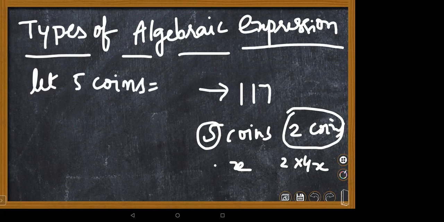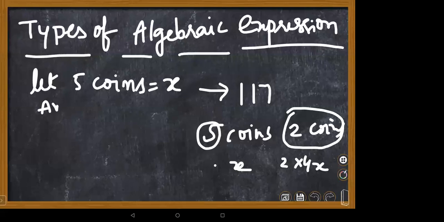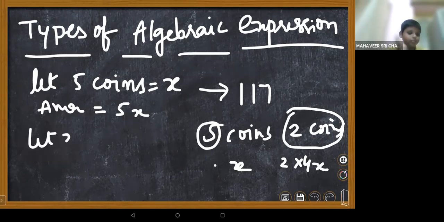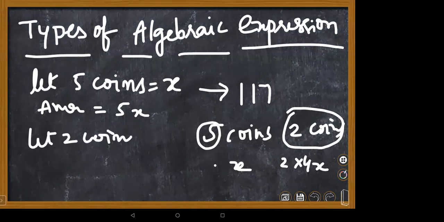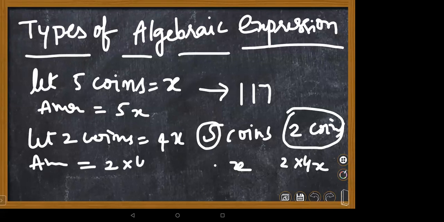One minute, Nana, one minute, Mahavir. Let 5 rupee coins be x. Then the amount collected from 5 rupee coins is 5x, right? The same way, let 2 rupee coins be 4 times the 5 rupee coins. That means 4x. The amount collected from 2 rupee coins is 2 times 4x, which is nothing but 8x.